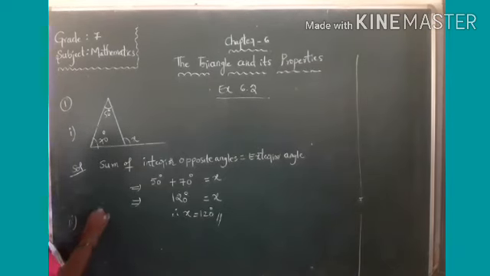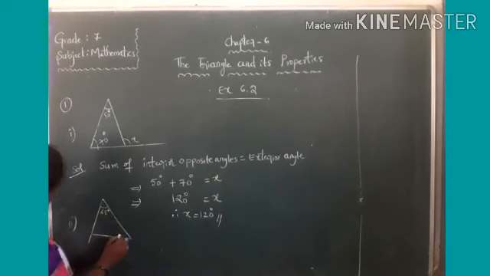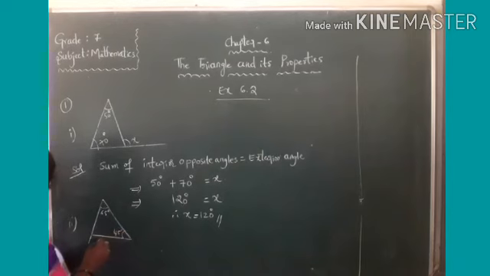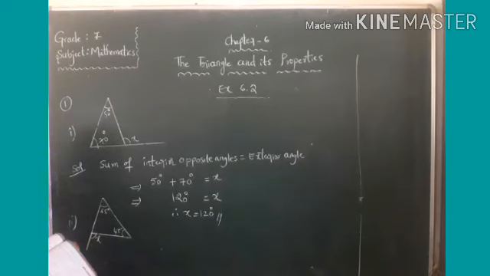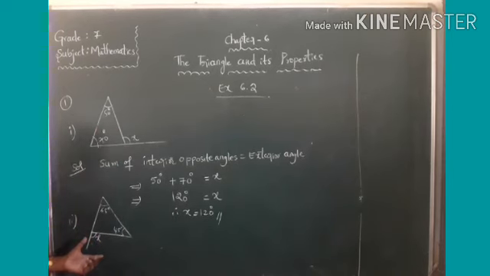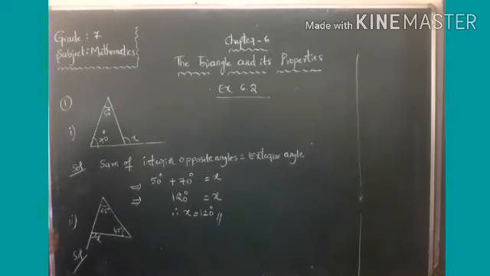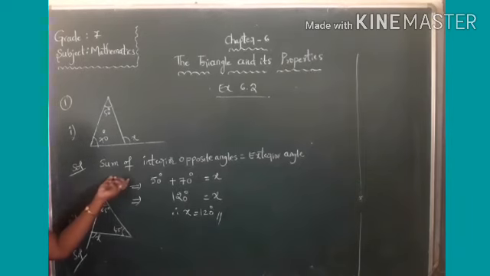Okay, second one, draw: 65 degrees, 45 degrees, x. Observe here the exterior angle is x. This figure is different. Okay? So we have to find the x value here. The x value is an exterior angle. So always you have to write the property. Whenever you are solving a problem, you compulsorily have to write the property.